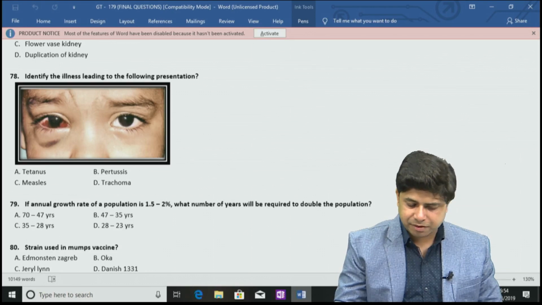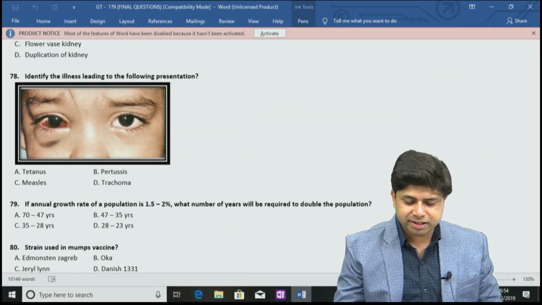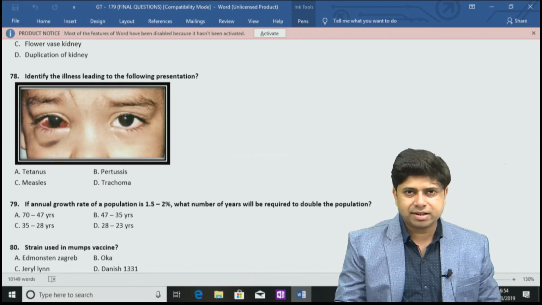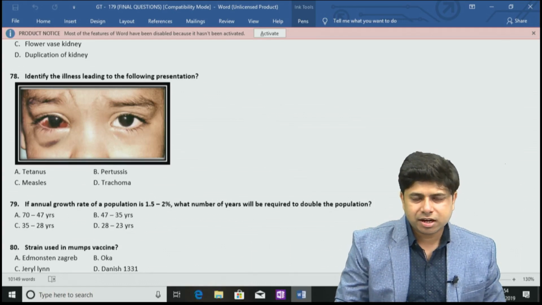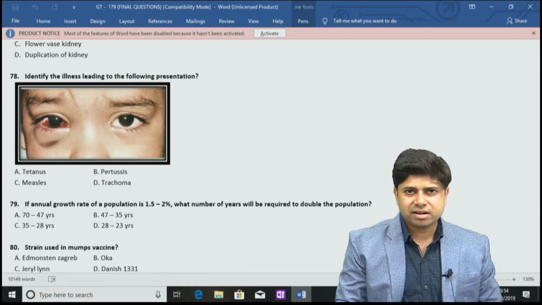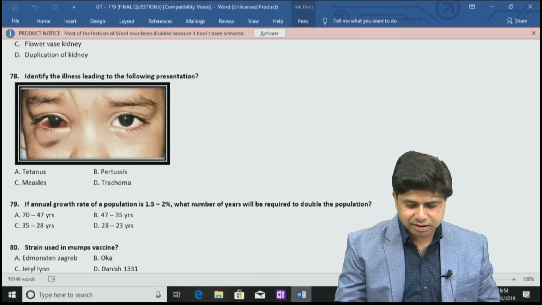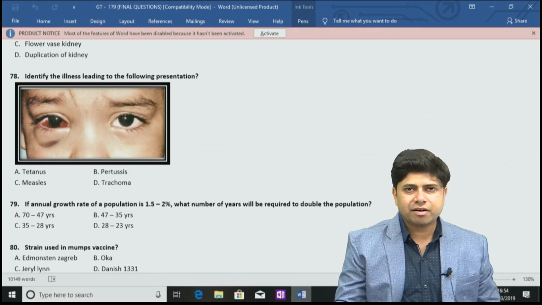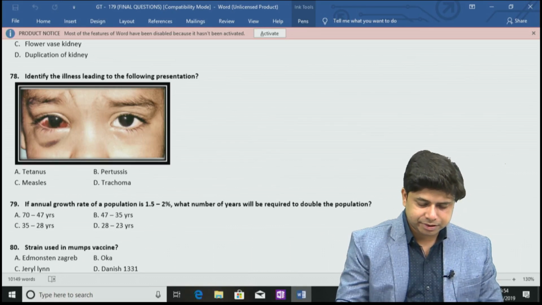We don't find such hemorrhages in tetanus or trachoma or measles. We find redness in measles, but these hemorrhages occur after the bout. So the answer is pertussis.